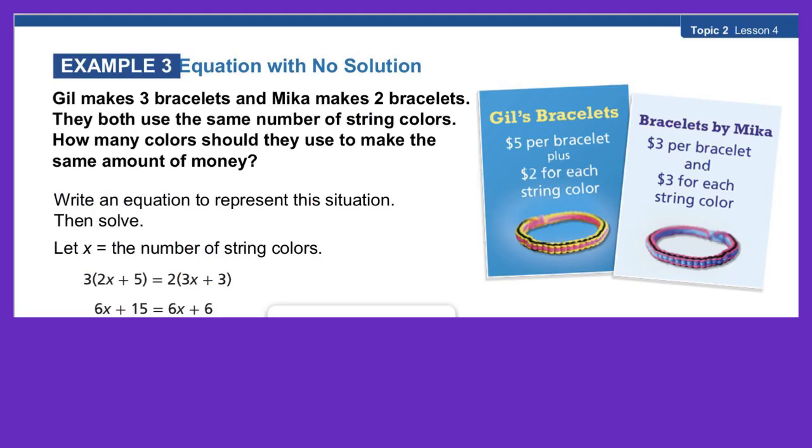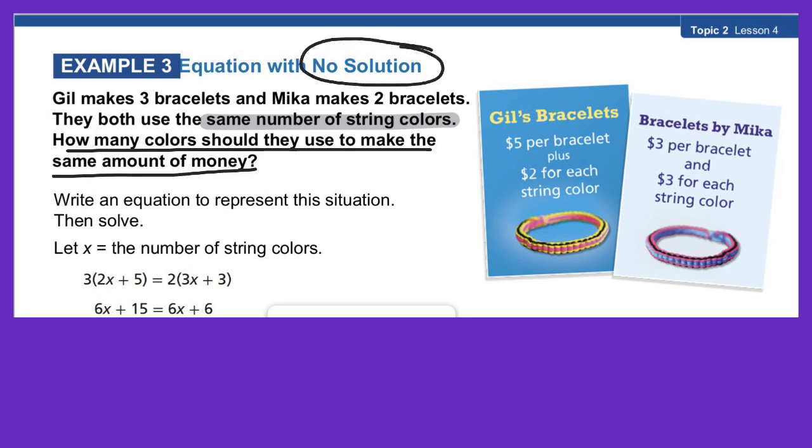This is example number 3 on page 109. Jill makes 3 bracelets and Mika makes 2 bracelets. They both use the same number of string colors, and we would like to know how many colors they should use to make the same amount of money. Now this is a no solution problem, so let's see how this is going to look to us.